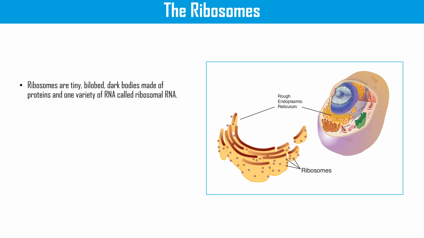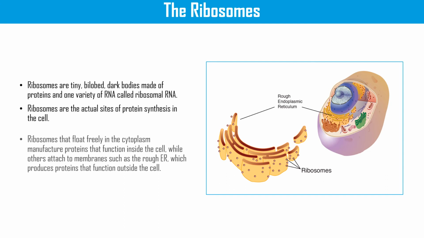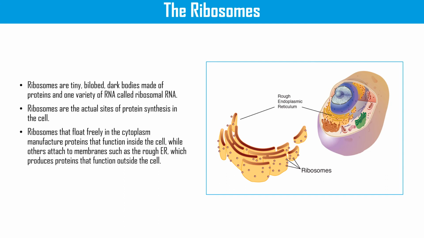Ribosomes. Ribosomes are tiny bilobed dark bodies made of proteins and one variety of RNA called ribosomal RNA. Ribosomes are the actual site of protein synthesis in the cell. Ribosomes that float freely in the cytoplasm manufacture the proteins that function inside the cells, while others attach to membranes such as the rough ER, which produces proteins that function outside the cell.